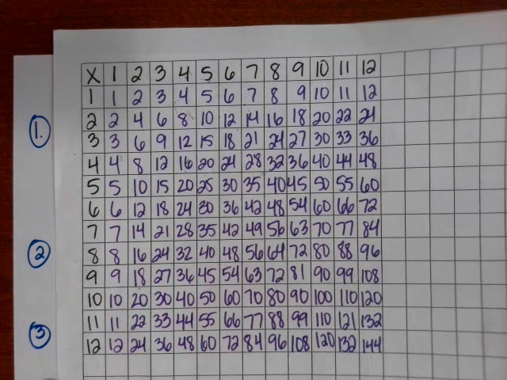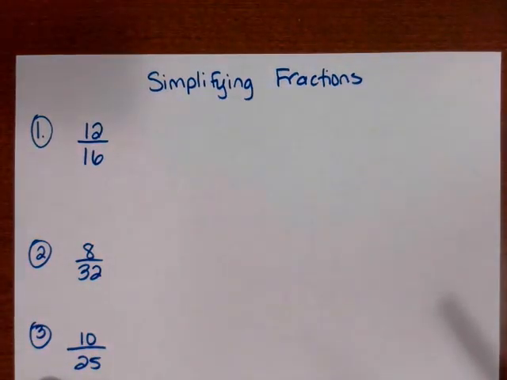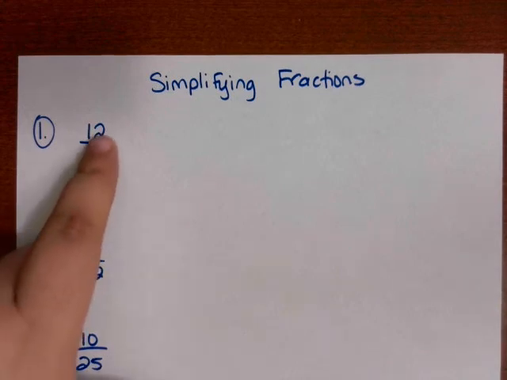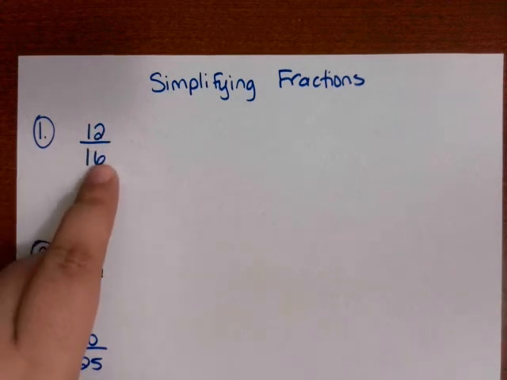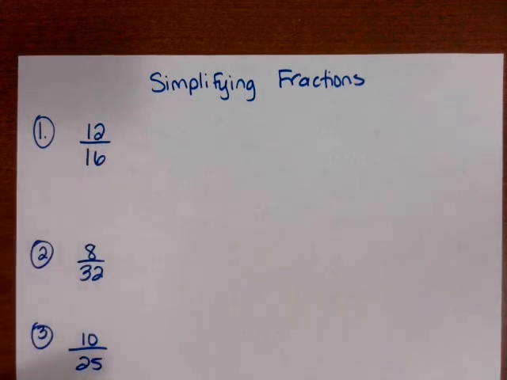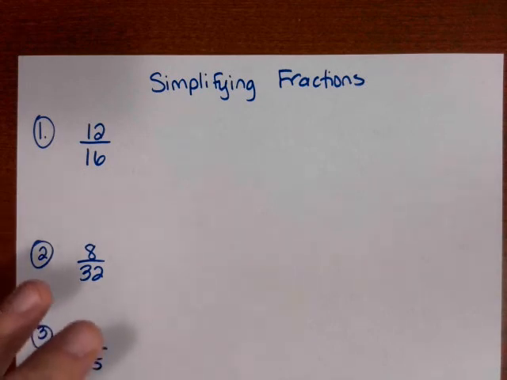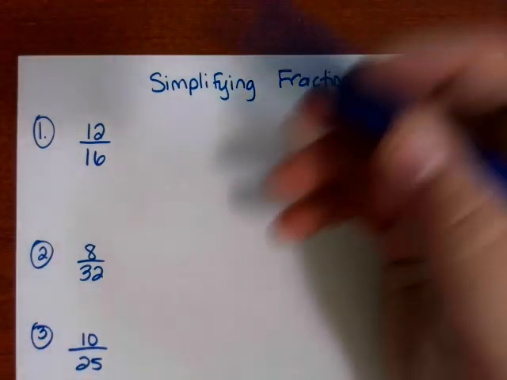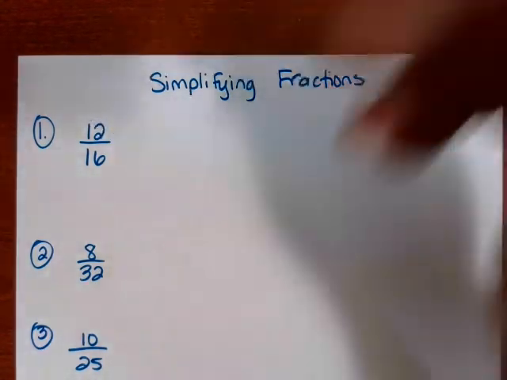All right, so our first fraction is 12/16. If we were doing this the traditional way, we would find a common factor. I know because both numbers are even, 12 and 16 are both even, I know I can divide it by 2, but I can also divide it by 4. Some of y'all just struggle seeing that common factor, and that's okay. So I'm going to show you how to use the multiplication chart, and then I'm going to show you the traditional way.